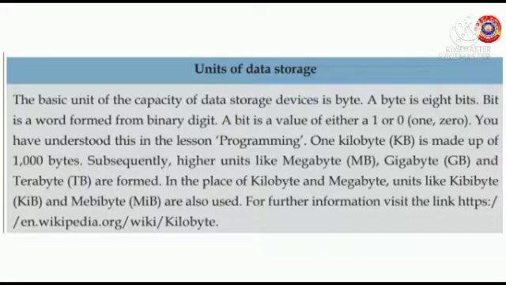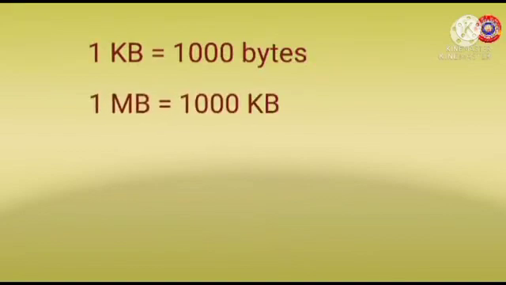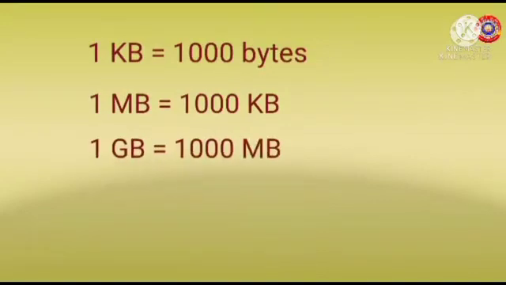Now 1 kilobyte, that is KB, is made up of 1000 bytes. Note that 1 kilobyte is equal to 1000 bytes. Subsequently, higher units like megabyte, gigabyte and terabyte are formed. In the place of kilobyte and megabyte, units like kibibyte and mebibyte are also used. Here we have to study the relation. 1 kilobyte is equal to 1000 bytes. Subsequently, 1 megabyte is equal to 1000 kilobyte. 1 gigabyte equal to 1000 megabyte and 1 terabyte equal to 1000 gigabyte.